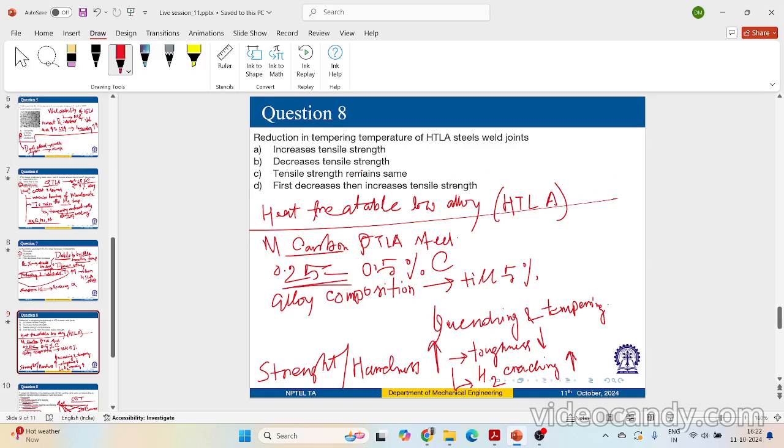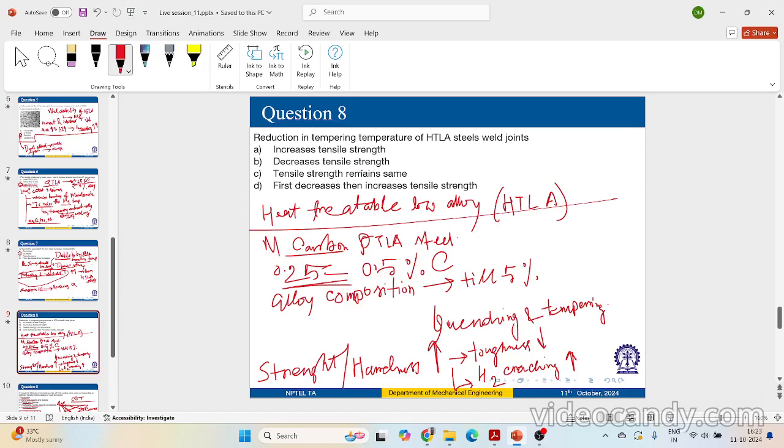Next is reduction in tempering temperature of heat treated low alloy steel weld joints. Which one is the correct option? You're talking about preheating to reduce the cracking tendency in heat treated low alloy steel because they have higher carbon content. Now the weldment of heat treatable alloy steels often needs immediate stress relieving heat treatment before cooling to room temperature. During this stress relief heat treatment, the martensite that forms is tempered, and therefore the weldment can be cooled to room temperature without crack formation. We call this post weld heat treatment.